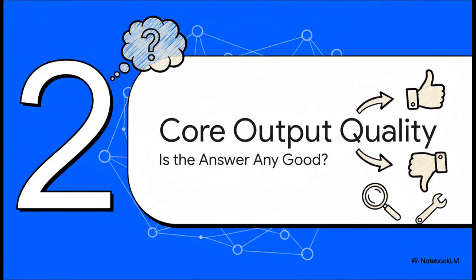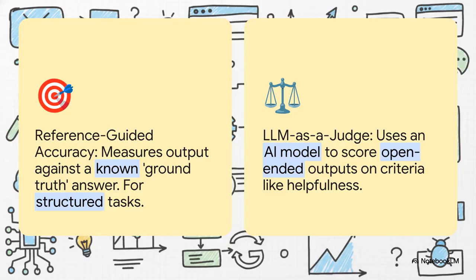Okay, so first things first, we're tackling the most basic question of all. Is the model's answer good or not? And LangSmith gives us a couple of main ways to get to the bottom of that. So on one side, you have what's called reference-guided accuracy. The easiest way to think about this is like having the answer key for a test. It's perfect for stuff where there's a clear right answer, like pulling a specific date out of a document.